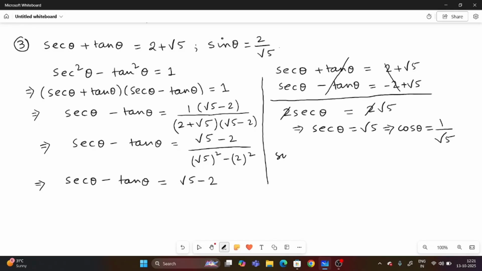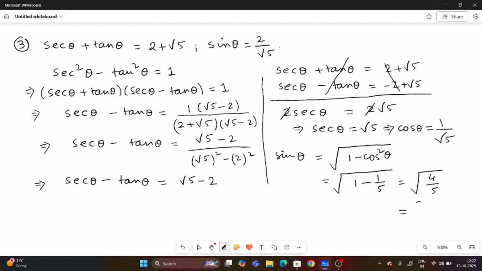Now we know that sin theta can be written as root over 1 minus cos square theta, a standard identity. Root over 1 minus 1 by 5, root over 4 by 5, and the required value is 2 over root 5. So we have proved that the value of sin theta is 2 by root 5 here by using identities and some solution of equations.